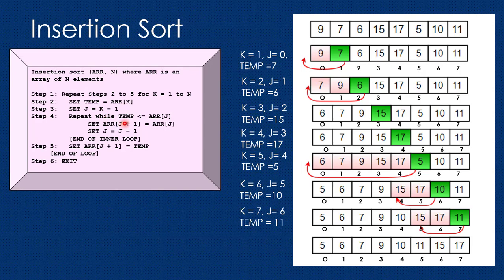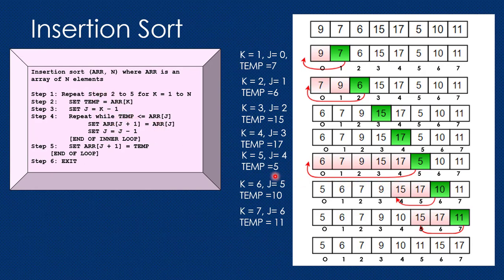Now the condition is temp less than AR of j. So j is equal to 4, temp is actually 5. 5 is less than AR of j, which means 5 is less than 17. Yes, 5 is less than 17. In that case, what are we going to do? We are going to set AR of j plus 1 equal to AR of j. Means in place of 5, we are going to put 17. This loop actually repeats again while temp is less than AR of j.